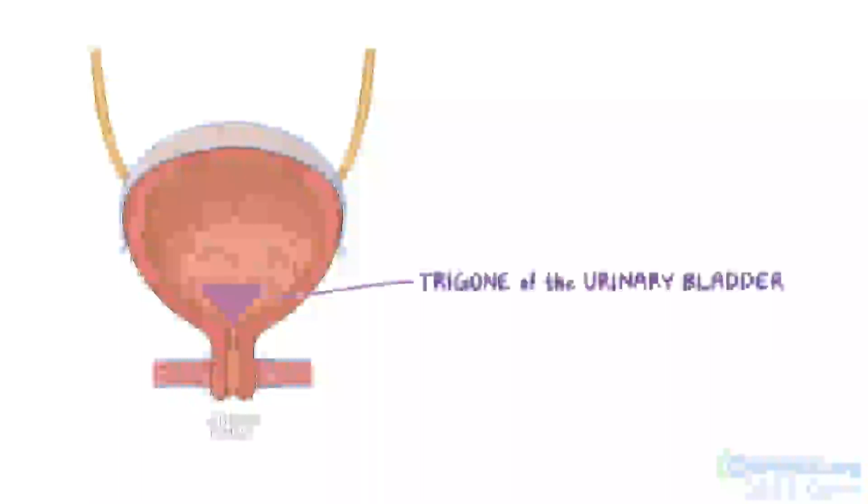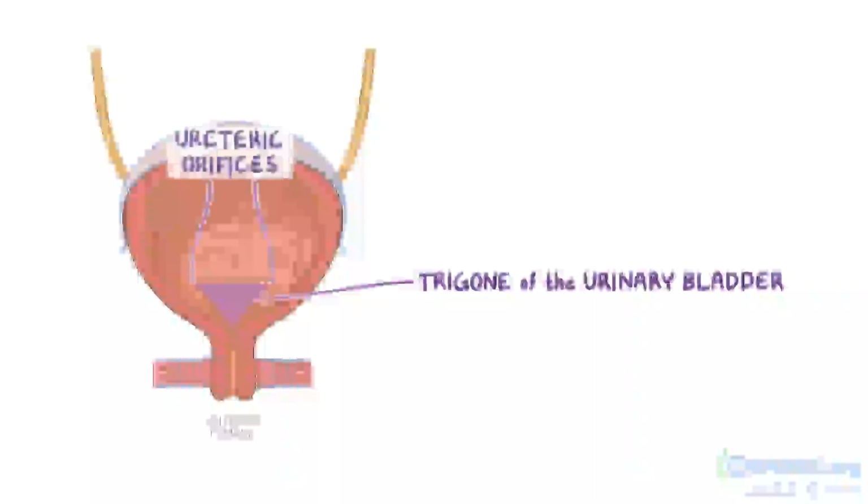The base of this triangle is formed by an imaginary line that connects the openings of the ureters, called the ureteric orifices. The apex of the trigone points downwards and is formed by the internal urethral orifice.